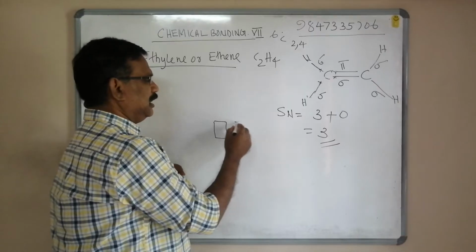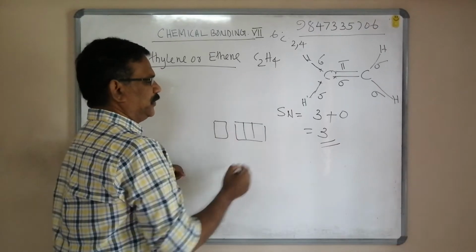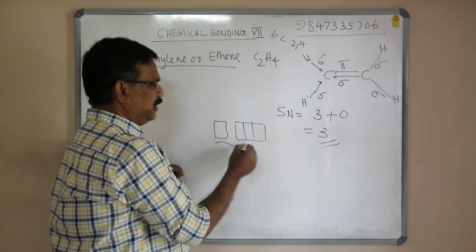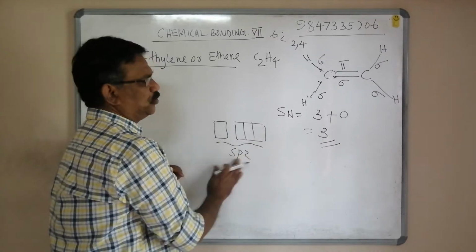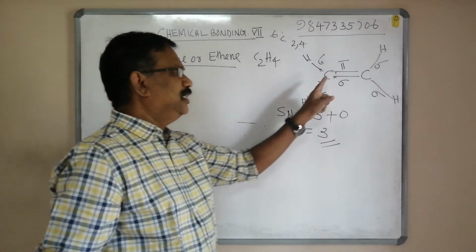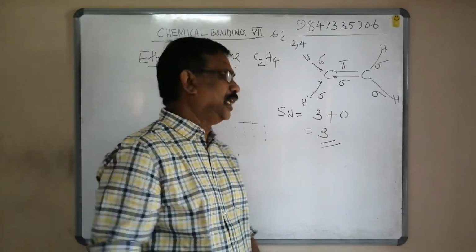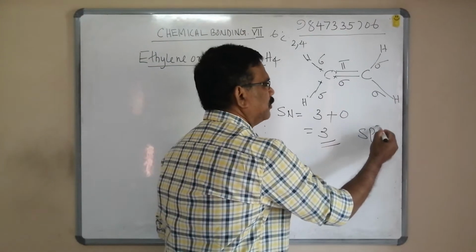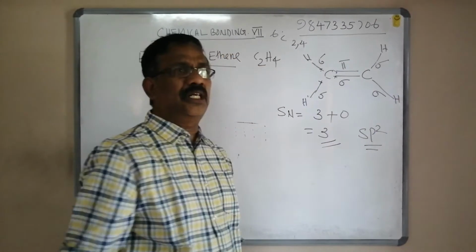Steric number 3 means sp2 hybridization. So in ethene, each carbon atom undergoes which hybridization? sp2 hybridization. Steric number is equal to 3.